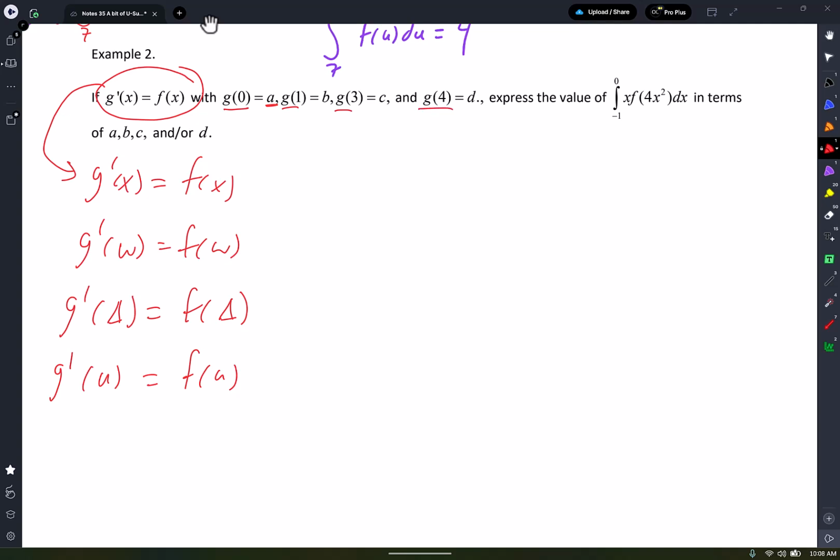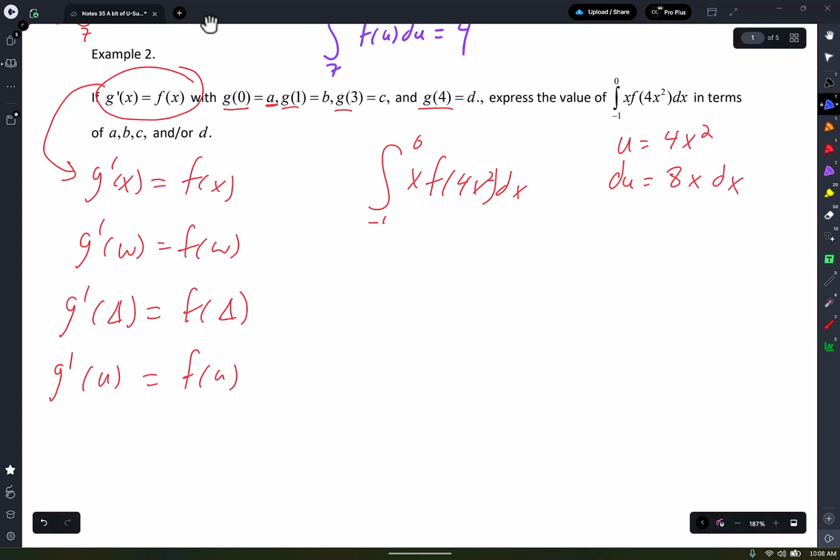So I want to know this integral, negative 1 to 0 of x f of 4x squared dx. So I look at it, and here's what I should be thinking in my head. I see a 4x squared as my argument for f, and I see an x outside of that, but it's still inside the integral, but outside the function. Are we still okay? So I should be thinking, well, if I take the derivative of a quadratic, I get a linear. So your u equals 4x squared. Your du equals 8x dx. Are we okay so far?